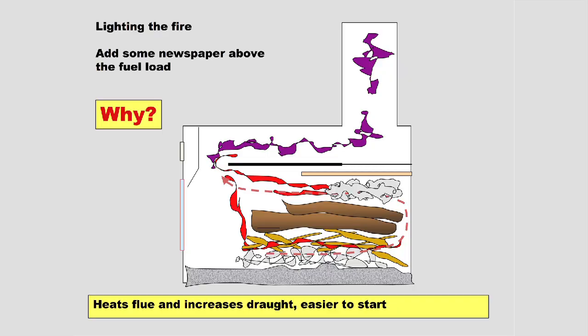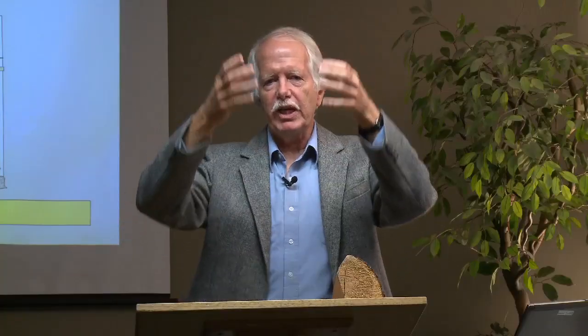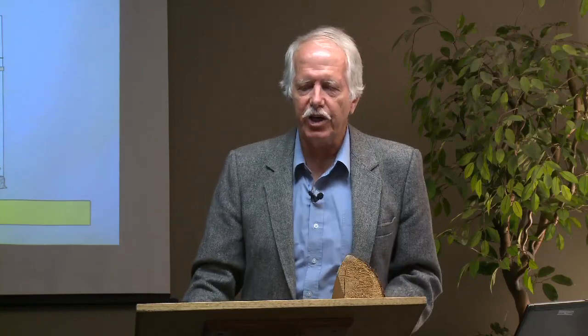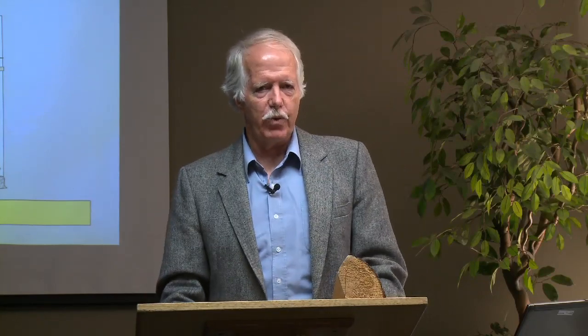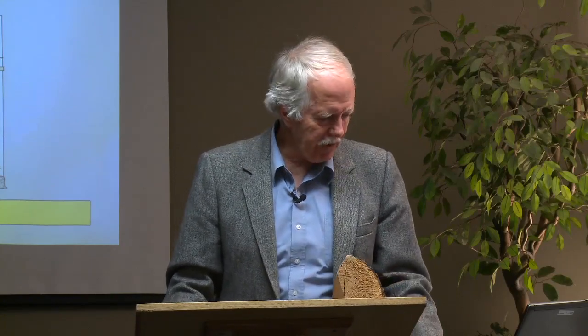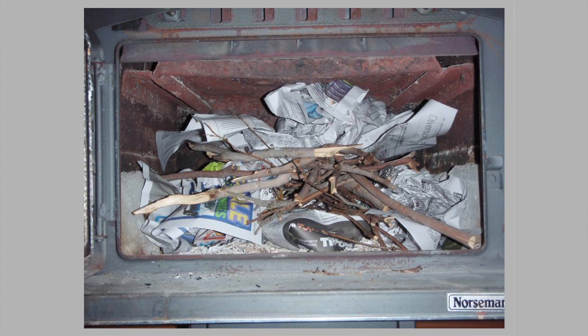One good way to do this is to set the fire, and before you light it, loosely crumple up 2 sheets of newspaper and put it on top of the load of wood that you've got in the fire, and then light it. The newspaper on top of the load of fuel burns very quickly, and the heat from that heats up the flue, and because the flue gets hot, it starts sucking more air into the heater. So firstly, it's much easier to light a fire that way, and secondly, it heats up much quicker.